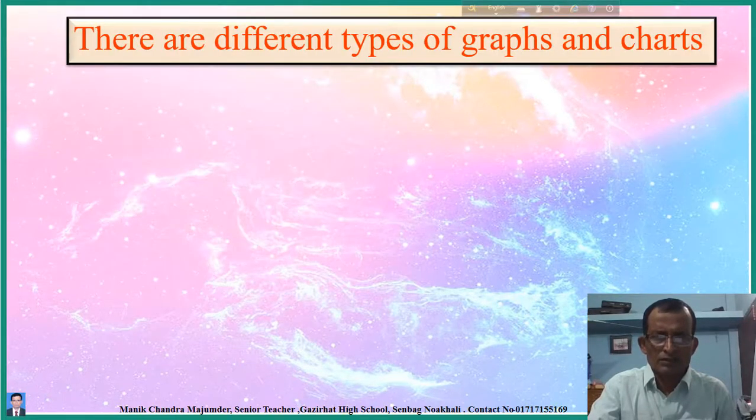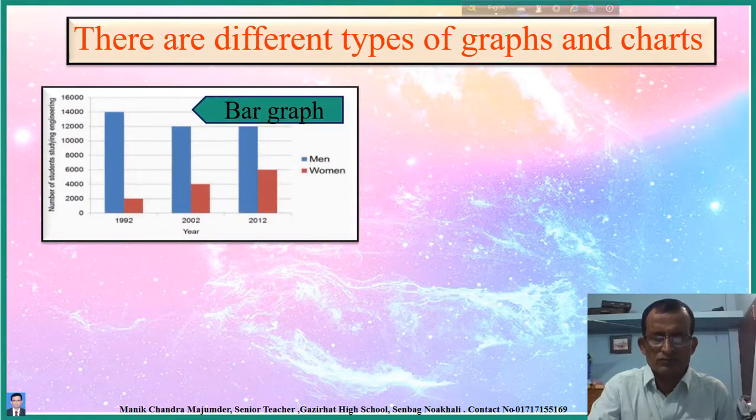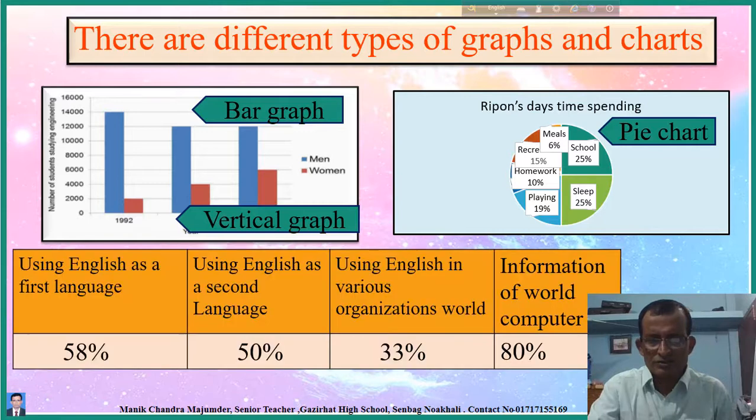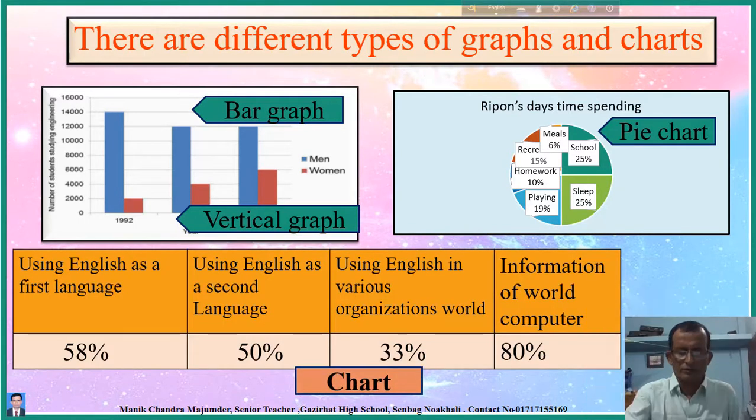Students, there are different types of graphs and chart. You can see this is bar graph or you can say vertical graphs. This is pie chart. This is chart. Dear students, today I will talk you about only pie chart.